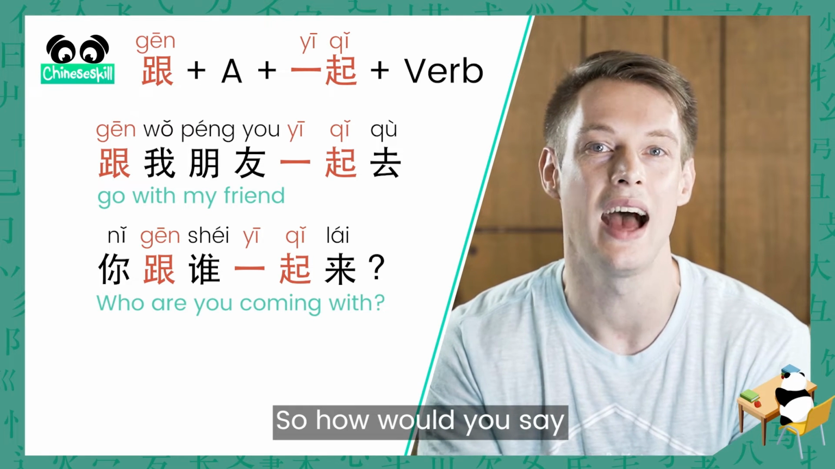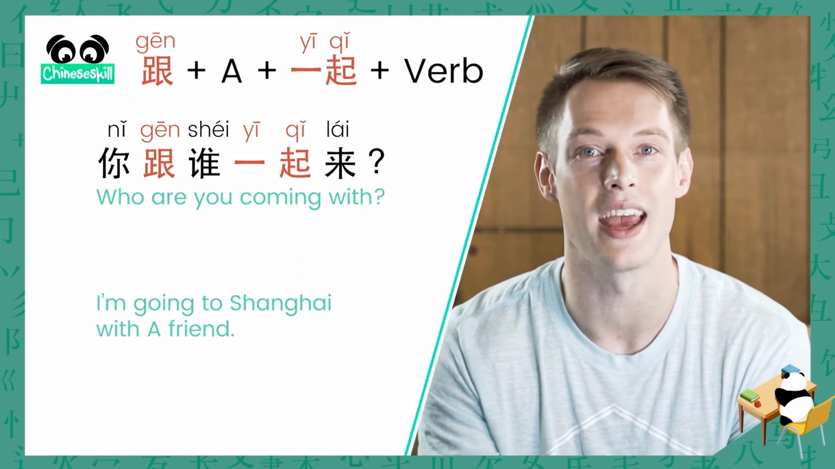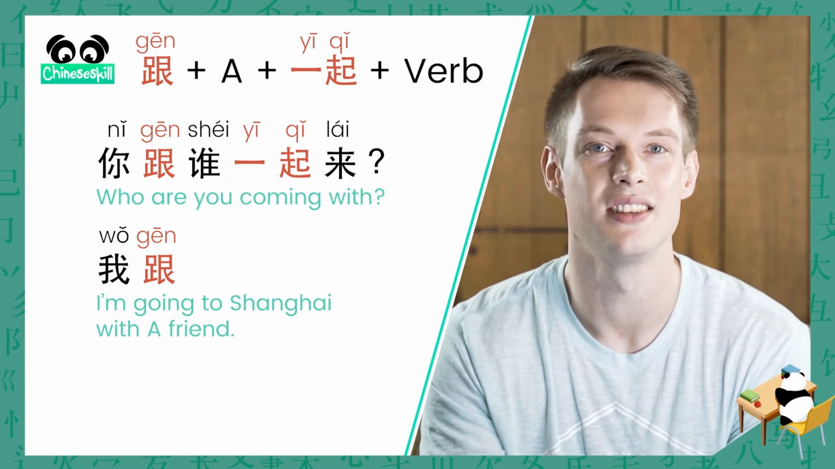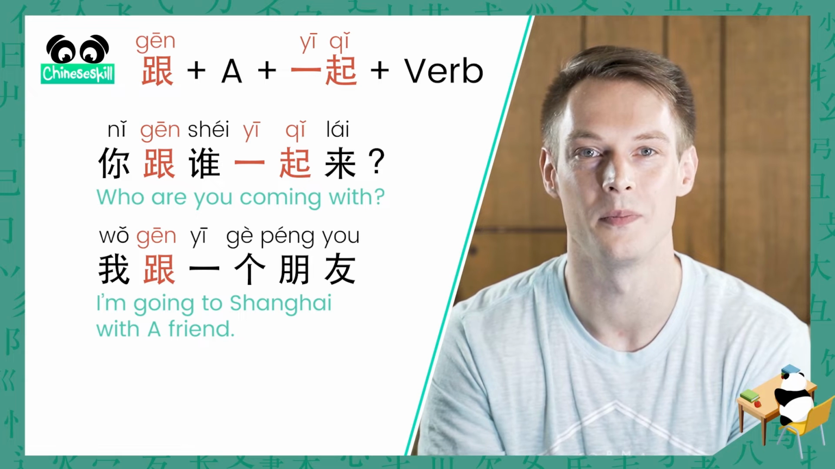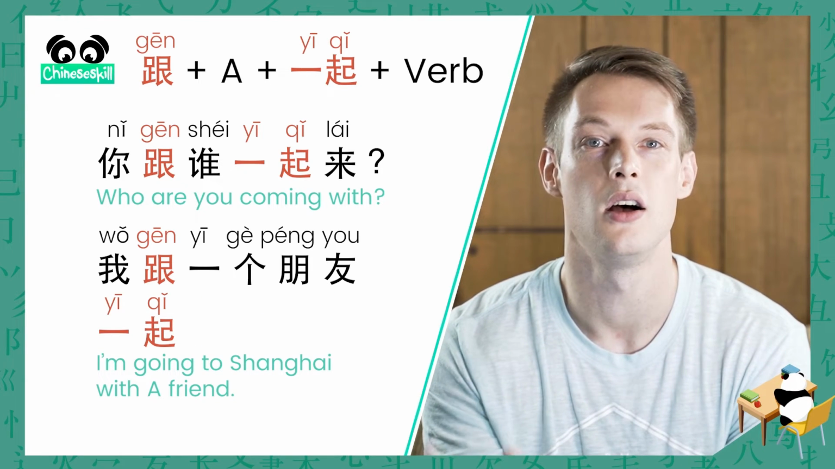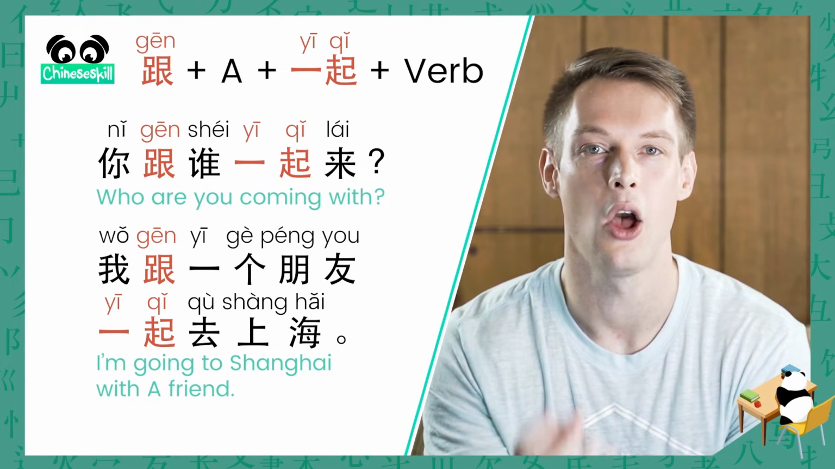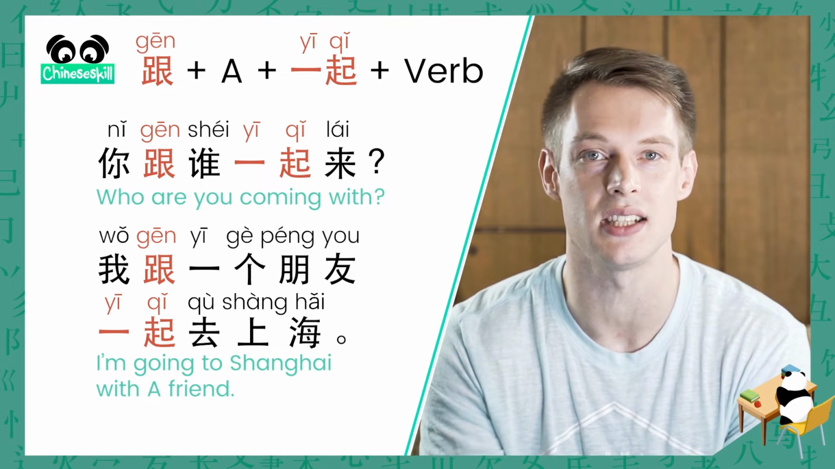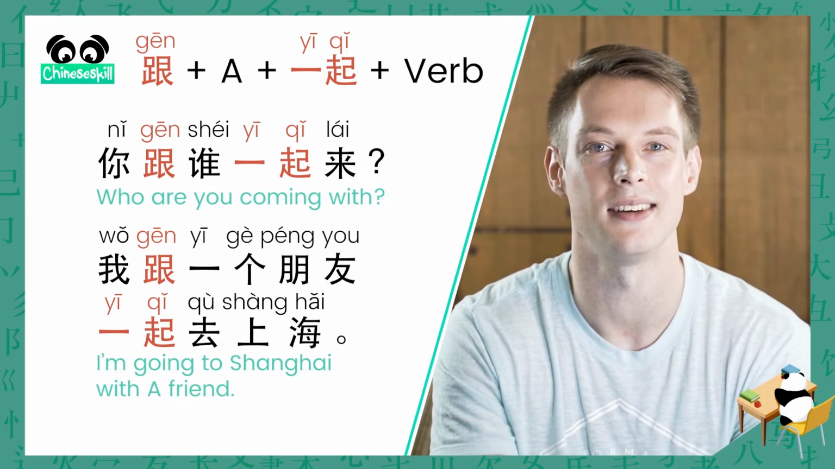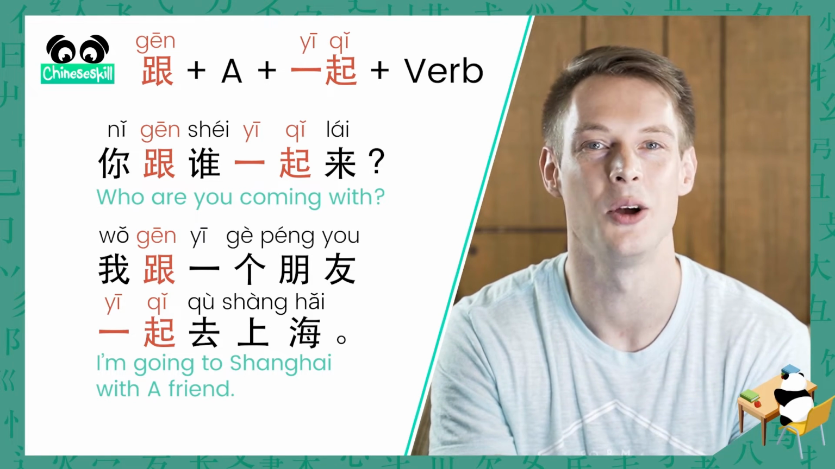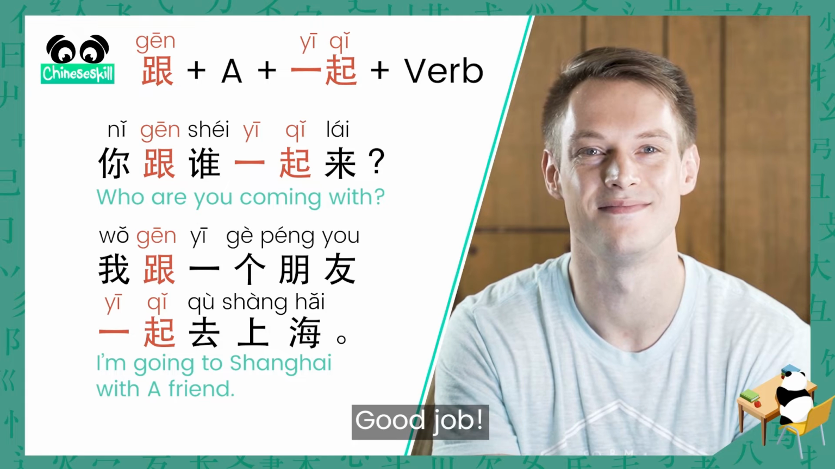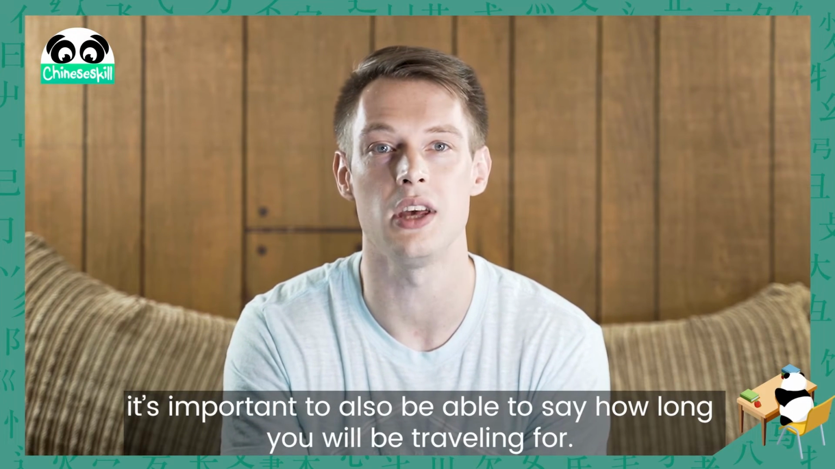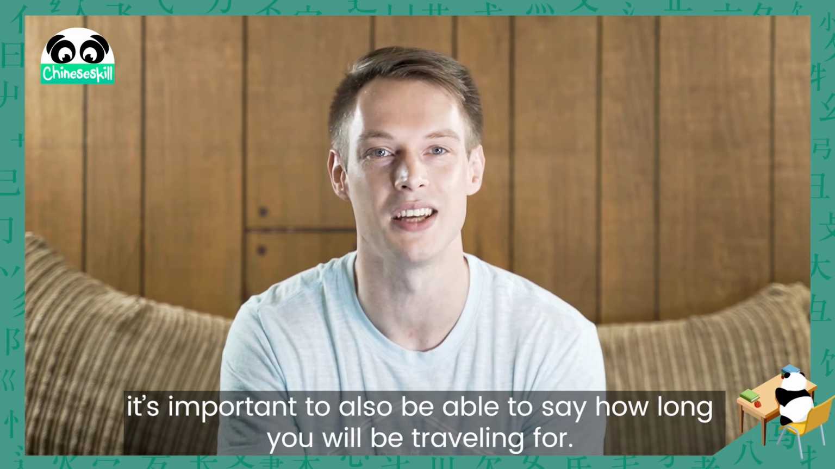So how would you say, I'm going to Shanghai with a friend? 我跟一个朋友一起去上海. I'm going to Shanghai with a friend. Good job. When making travel plans in Chinese, it's important to also be able to say how long you will be traveling for.